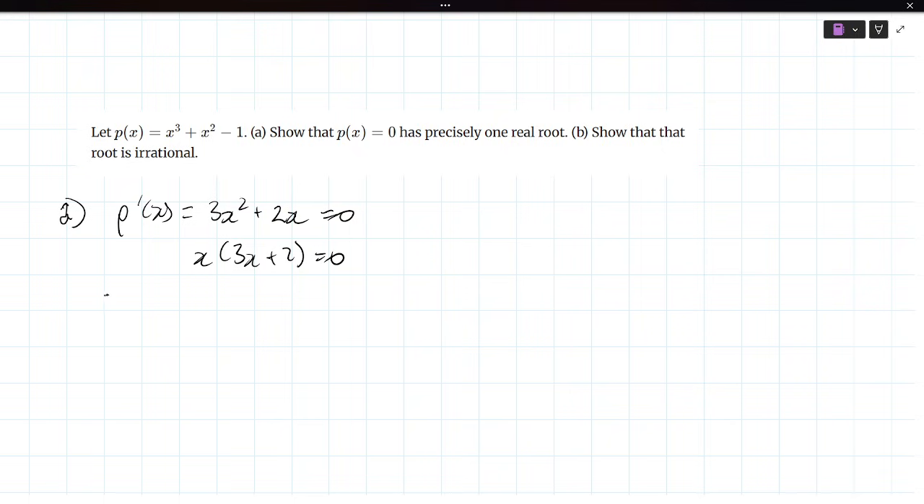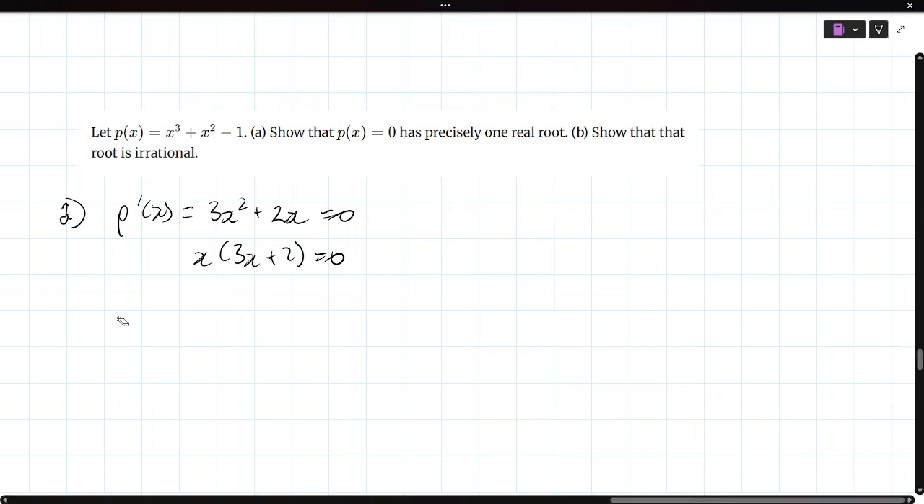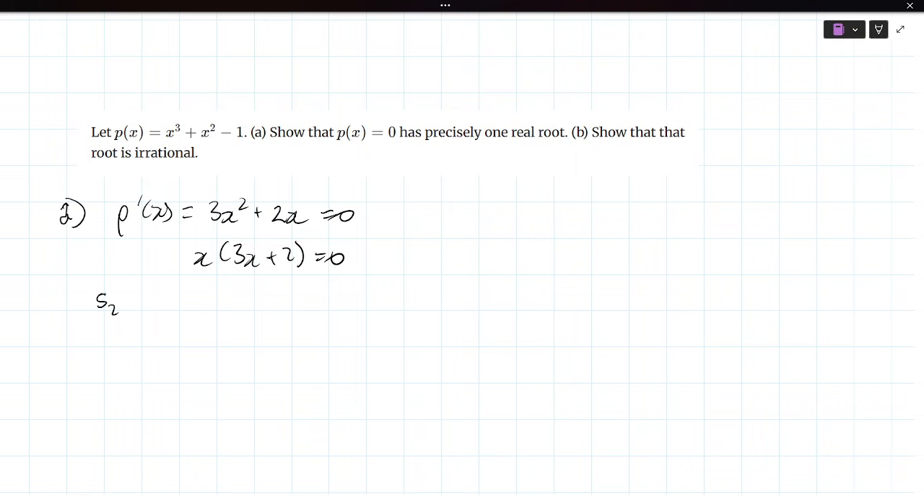Now, if I denote my stationary points as S1 and S2, S1 is minus 2 over 3, and I think my y coordinate is going to be minus 23 over 27. And S2 is going to be 0, minus 1.